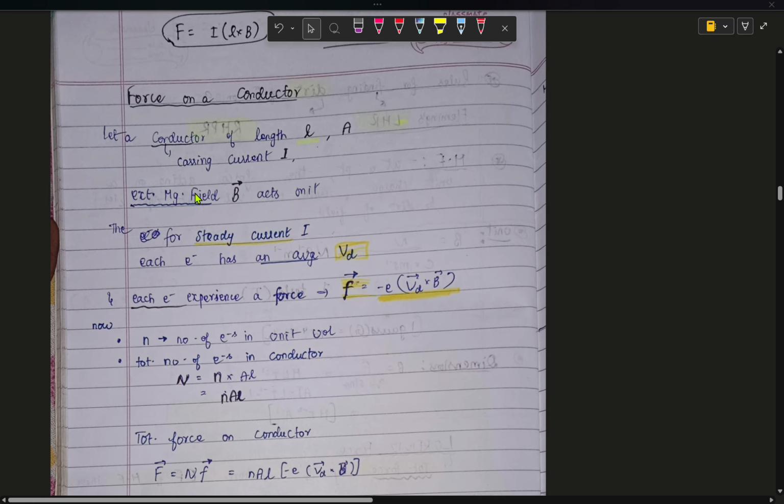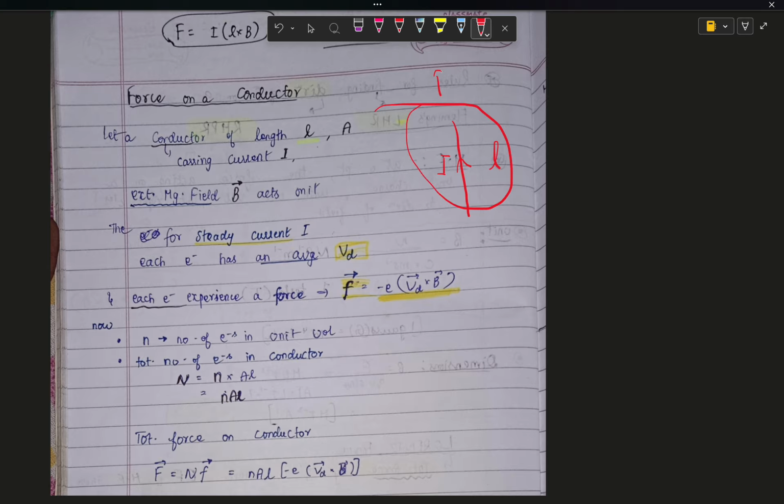Force on a conductor. See, if you have a straight conductor with a length L, and a current I is flowing in the conductor, there will be some force exerted on it, provided it is kept in a medium of magnetic field B. If it is kept there, then there will be some force exerted.